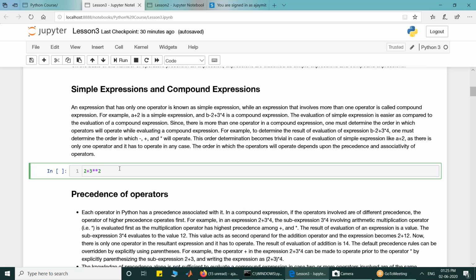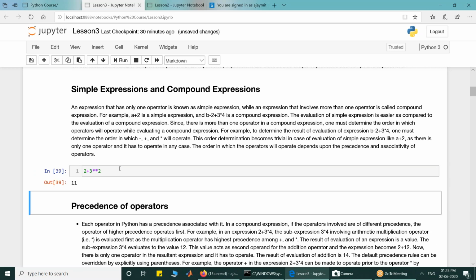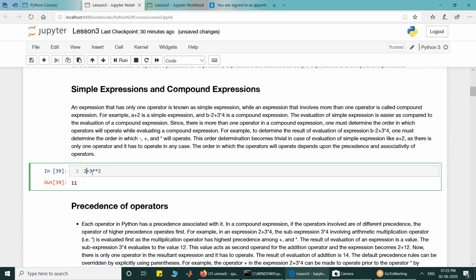So if I execute it, 2 plus 3 exponent 2 comes out to be 11. The reason is that our exponent operator has higher priority than the plus operator, so it is going to operate first. So 3 exponent 2, that is 3 raised to power 2, comes out to be 9. And then plus will operate: 9 plus 2 comes out to be 11.